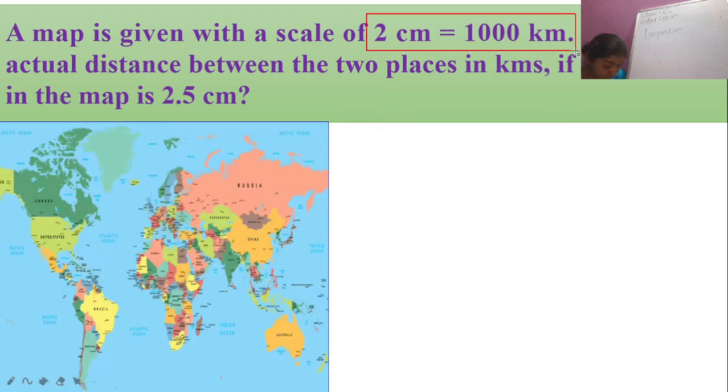So students, firstly we find the value of 1 centimeter in kilometers. We know that 2 centimeter is equal to 1000 kilometer, right? So here we calculate for 1 centimeter. We have 1 centimeter equal to 1000 by 2 kilometer. Now students, do you get the value of 1 centimeter in kilometers? Yes, 1000 by 2, if you divide it, we get 500 kilometer for 1 centimeter.